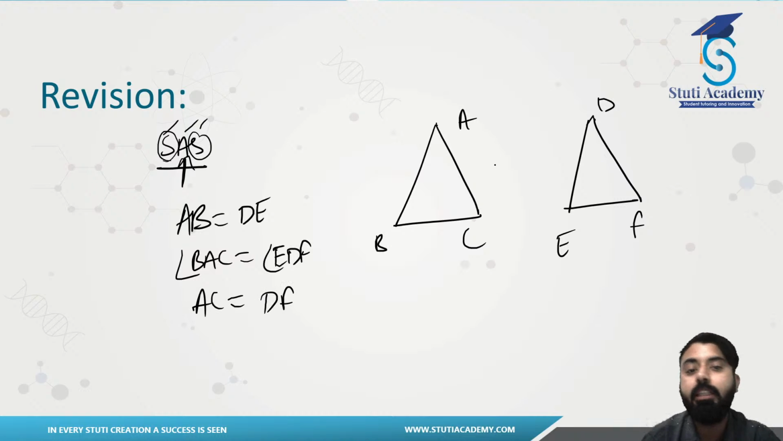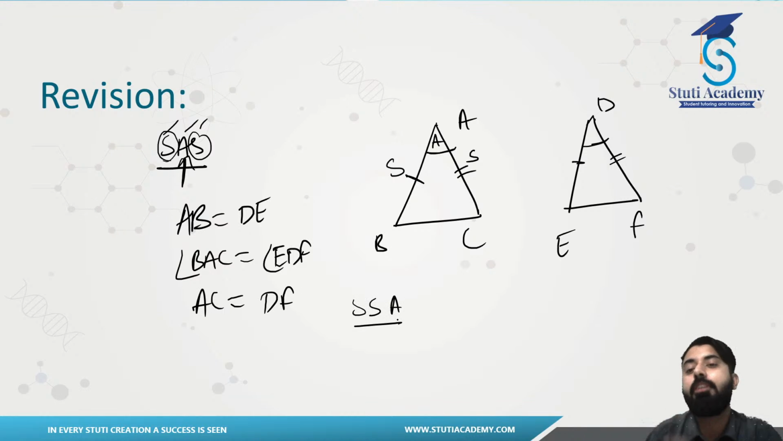Now you can clearly look here: AB is equal to DE, angle A is equal to angle D, and ultimately this side is equal to that side DF. That means AC is equal to DF. Then you will have this congruency criterion, the side angle side congruency criterion. Don't get confused here, there is no such thing as a side side angle criterion. That has already been discussed in a previous session.